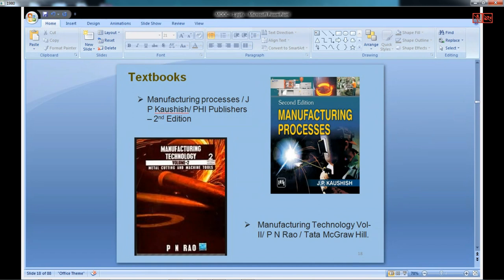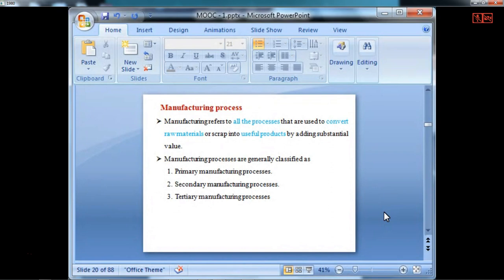Any questions? The first unit, so about the metal cutting, about turning processes. When you look at manufacturing processes, we generally categorize them into three categories: primary manufacturing processes, secondary manufacturing processes, and tertiary manufacturing processes.